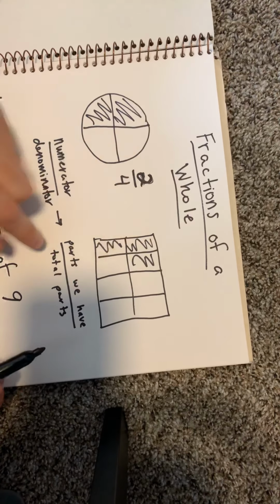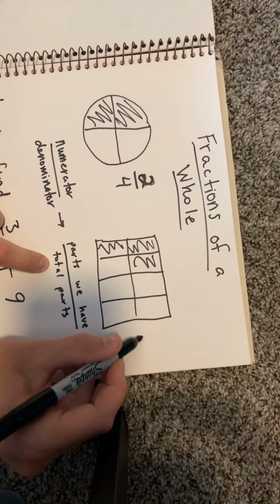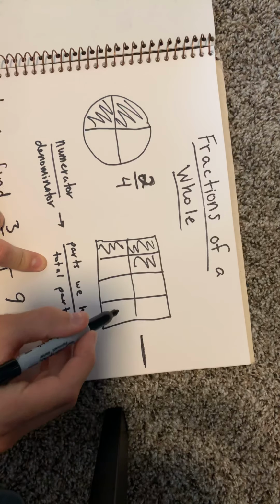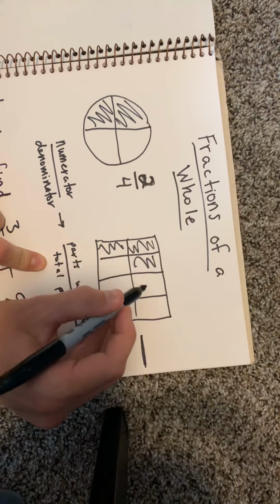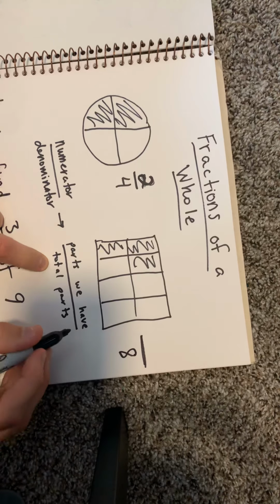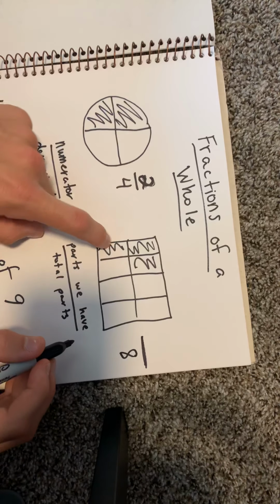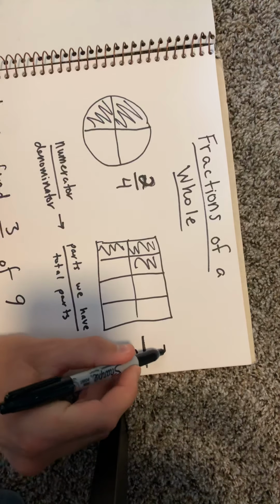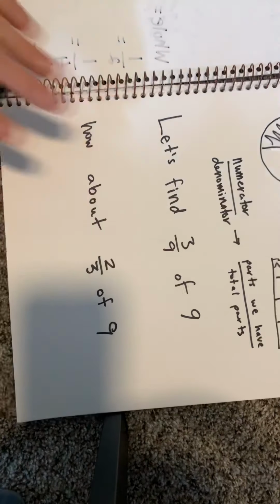Looking at our next example, let's figure out what our total parts are. To figure out our total parts, we have to count them up: 1, 2, 3, 4, 5, 6, 7, 8. And to figure out the parts that we have, we'll look at the shaded parts: 1, 2, 3. Seems easy enough, right? It gets a little bit trickier.